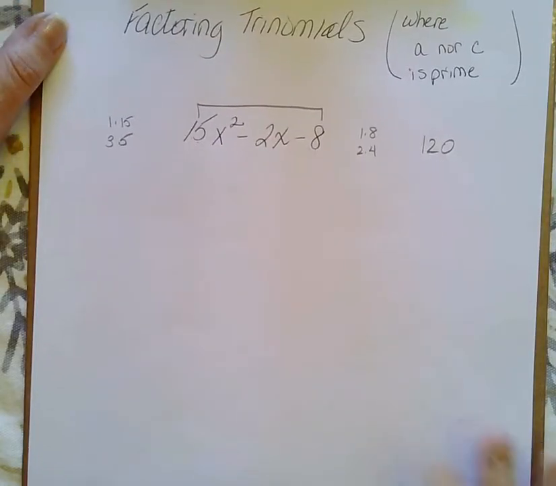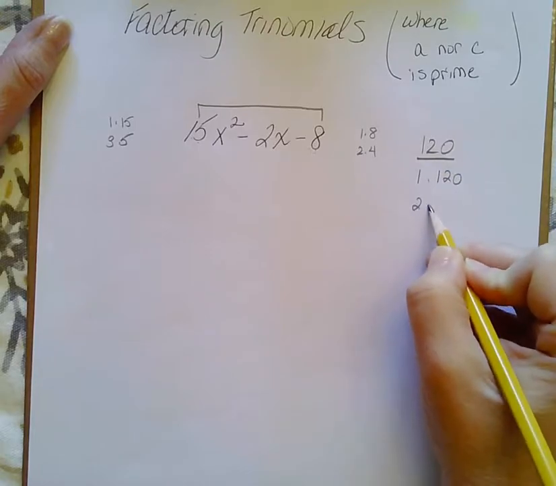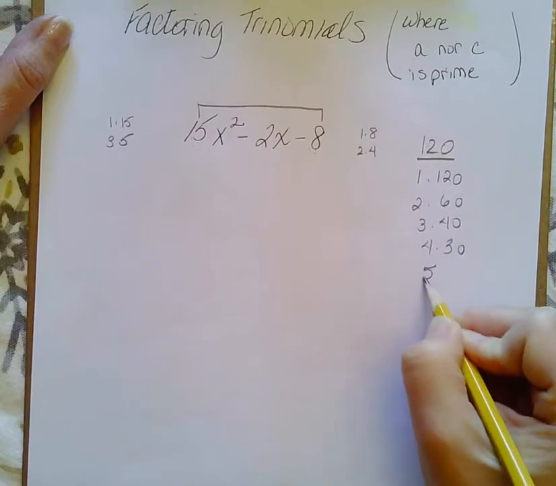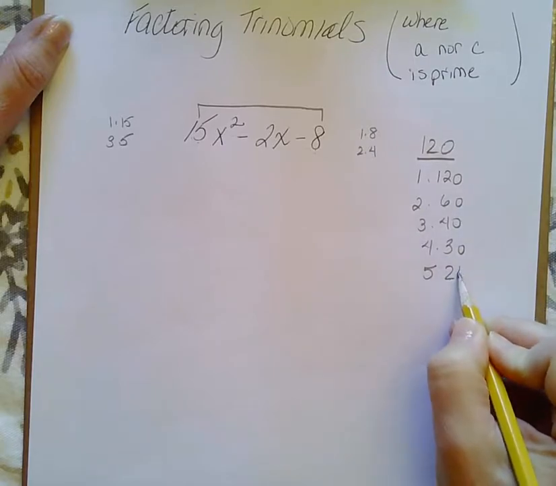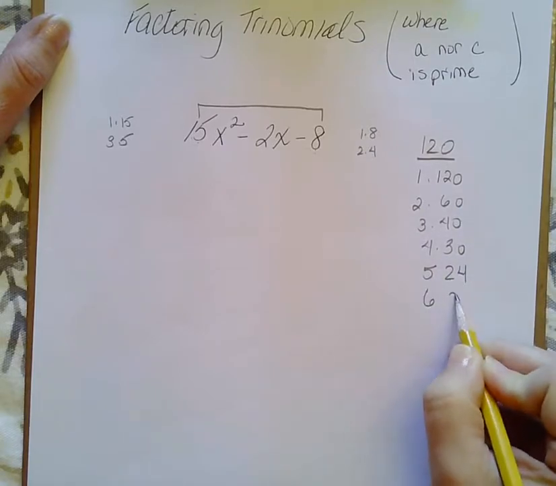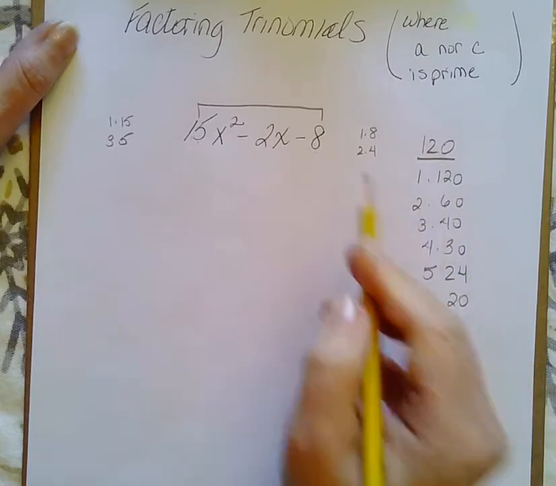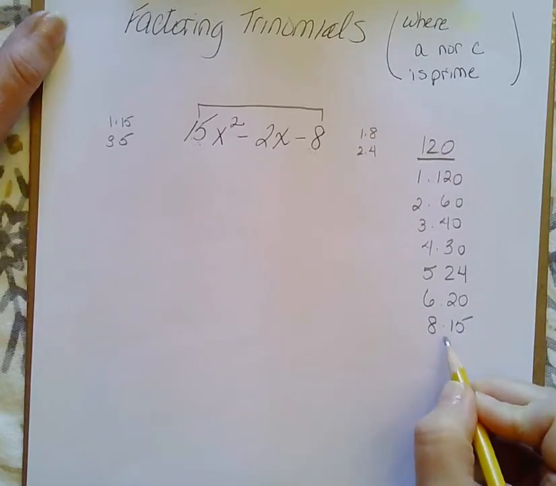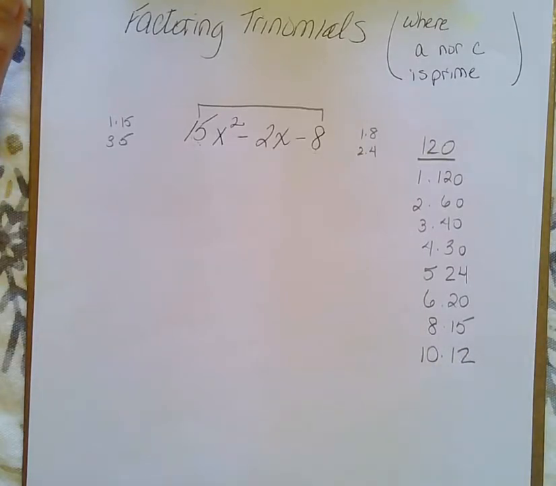Next, what I want to do is write all the possible pairs of numbers I can multiply to get 120. 1 times 120, 2 times 60, 3 and 40, 4 and 30, 5. Ooh, 5 goes in 24 times. 6 times 20. 7 does not go in, 8 does. 8 times 15, that's how we got here in the beginning, right? 8 times 15. 9 does not go in, 10 does, 10 times 12. So that's what we would start with.